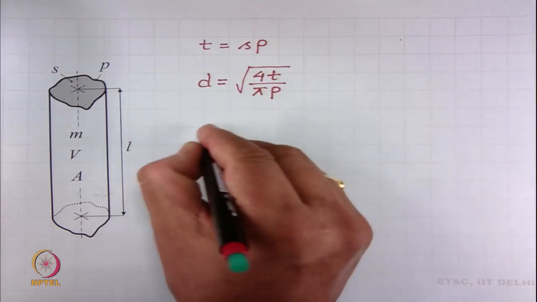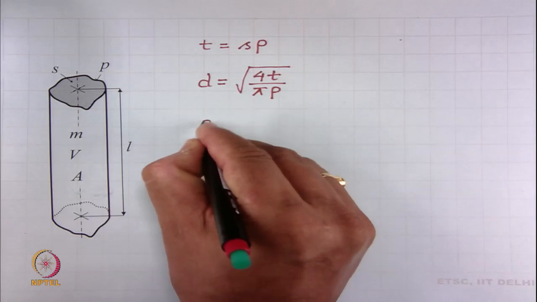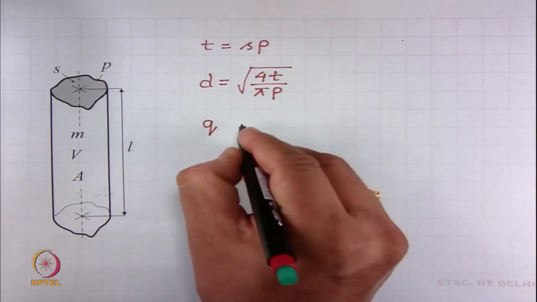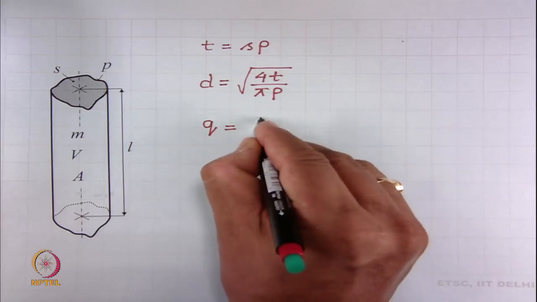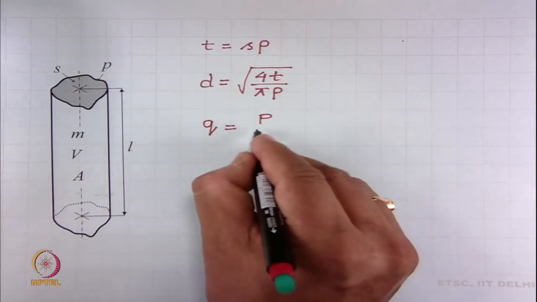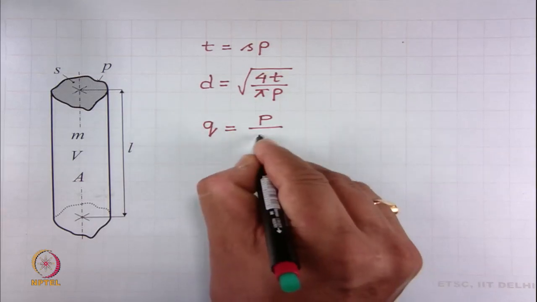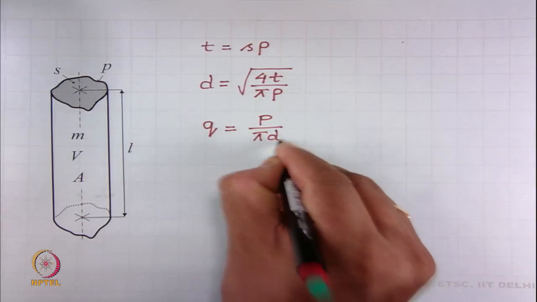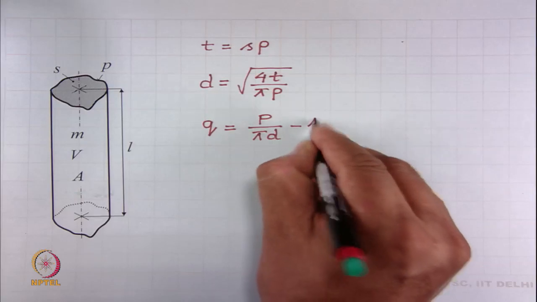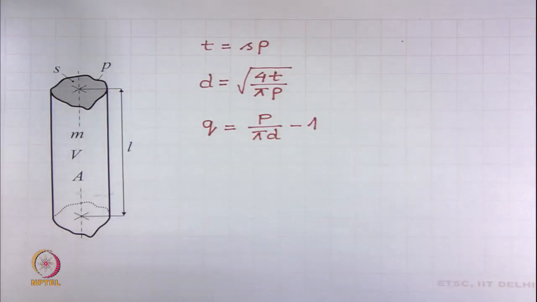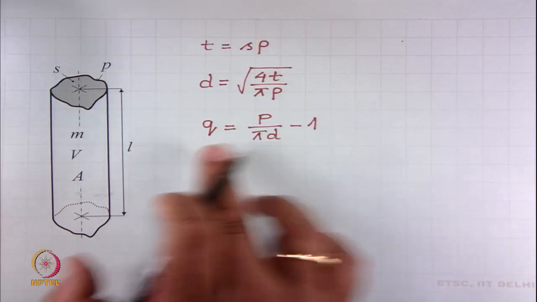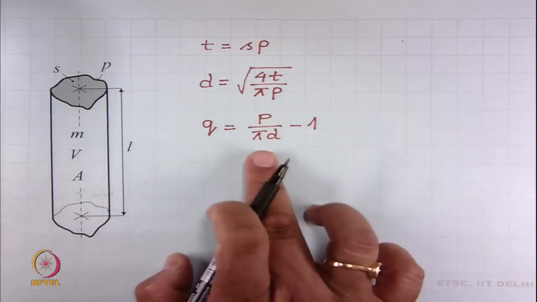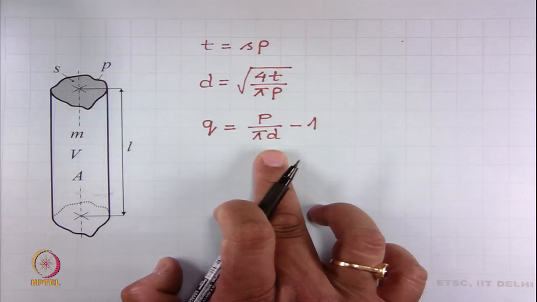Afterwards, we established a relationship on fiber safe factor: Q is equal to P, fiber perimeter, divided by perimeter of a circle, minus 1. So, Q denotes fiber safe factor, P denotes fiber perimeter, and pi times D denotes the perimeter of an equivalent circle.